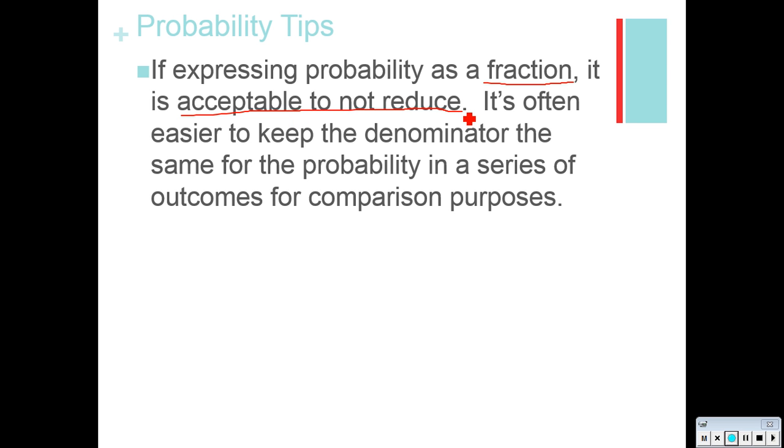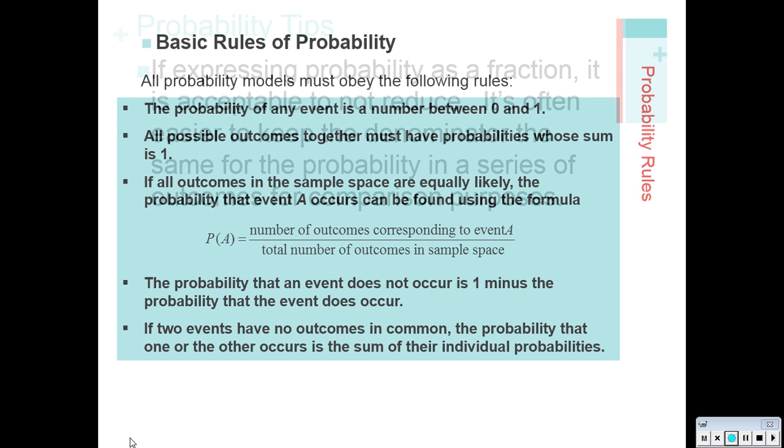The reason that we don't reduce is because reducing sometimes takes away the context of the problem that we're talking about, in particular in the denominator. If you write your answer as a fraction, the denominator will always give you what the sample space is. And sometimes it's just easier for us to leave the fraction as it is so that we can see, in the context of what we're doing, what the values in the problem are.